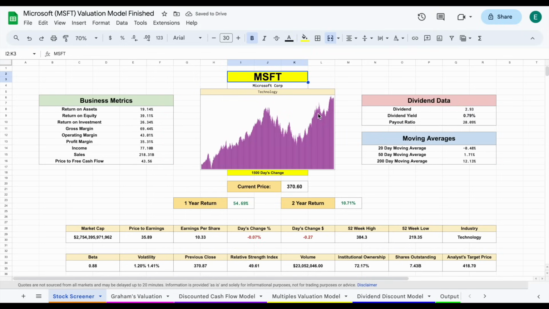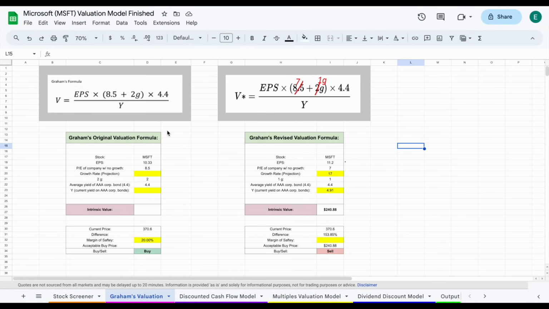Again, all this data will load in, but let's go ahead and jump to our first valuation, which will be Graham's valuation. Now you can see here we have 2 different formulas. We have Graham's original valuation formula, and now we have the more up-to-date formula that most people currently use. So let's go ahead and zoom in and start touching on this formula.